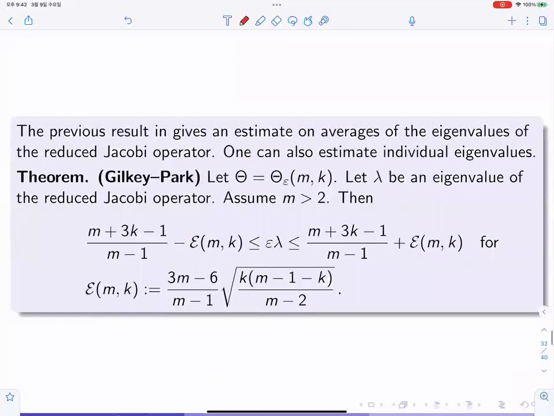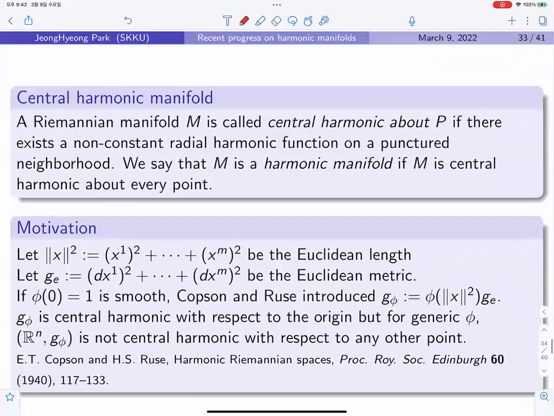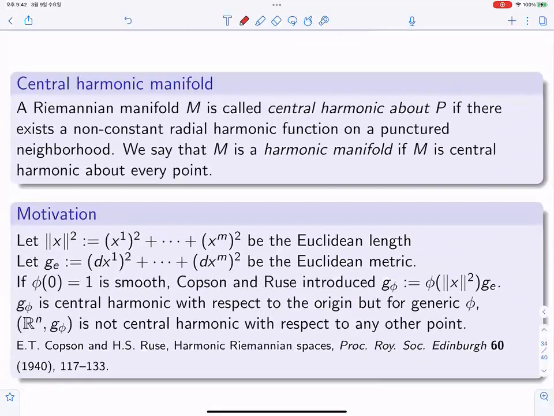So the previous one is the estimated average of the eigenvalues of the reduced Jacobi operator, the individual eigenvalues, then you can get this one. Now we are moving to the centrally harmonic manifold about P. A Riemannian manifold is centrally harmonic about P, centered at P, if there exists a non-constant radial harmonic function on a punctured neighborhood. If this holds at every point, we call it a harmonic manifold.